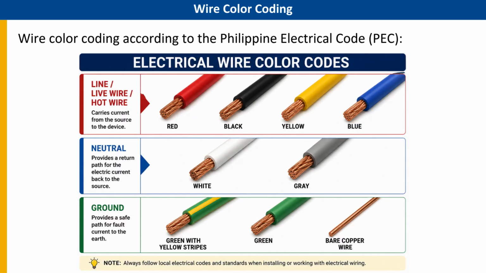Electrical wires have standard colors according to the Philippine Electrical Code. Hot or live wires are usually red, black, yellow, or blue. Neutral wires are white or gray. Ground wires are green or bare copper. Knowing these colors helps electricians avoid wiring mistakes and accidents.